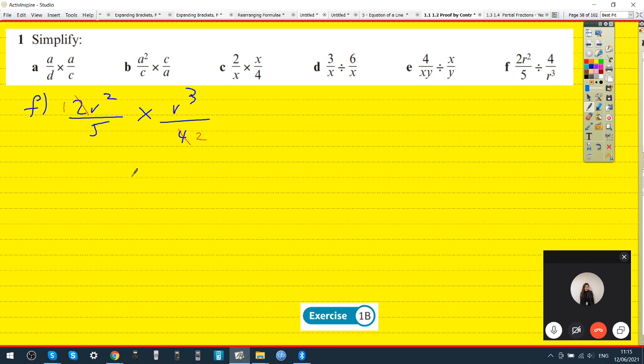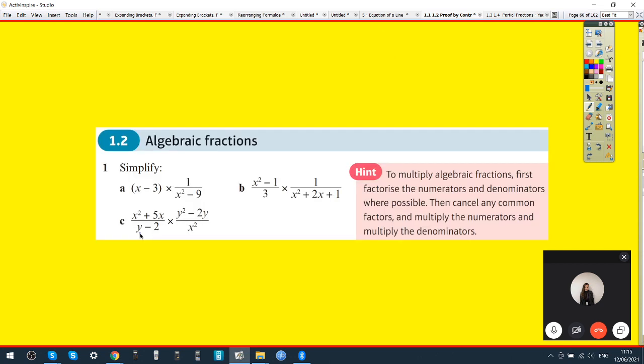When you multiply, you get 2r squared over 5, and then times r cubed over 2. Oh, not v, sorry, r squared, r cubed. All right, multiply. You get r to the power of 5 over 10. That's it. That is it.